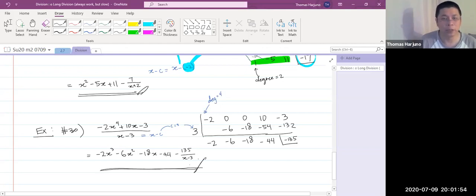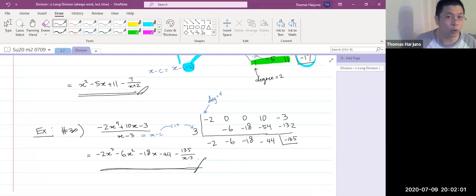Now, for you to be successful in this chapter, the next four sections, 3.1, 3.2, 3.3, 3.4, I wonder if I cover 3.4, I will do a little bit, and also 3.5, you need to be very, very fluent with synthetic division. I write it down.